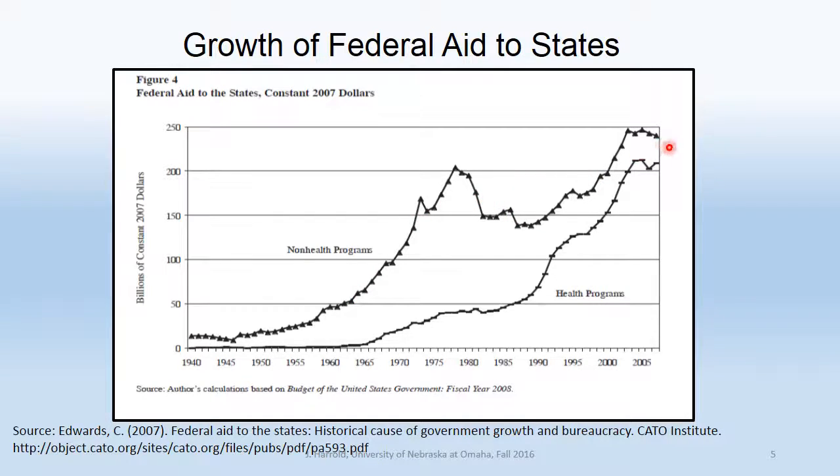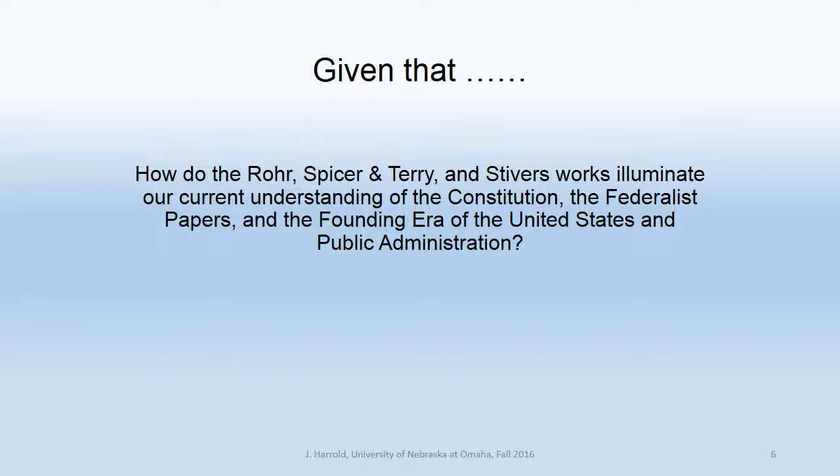So what this indicates is that prior to 1940, the national government was not financially involved or invested in the states to a very great extent at all. And this grew after World War II, but primarily after the mid-1960s. So this might help you answer the question, which level of government predominates? So given all that, there were three readings this week: one by Rohr, one by Spicer and Terry, and one by Stivers. The question is, how do the works of Rohr, Spicer and Terry, and Stivers illuminate our current understanding of the Constitution, the Federalist Papers, and the founding era of the United States and public administration?